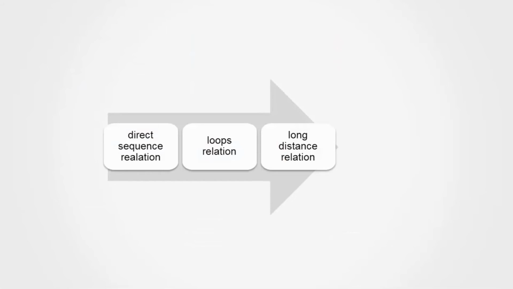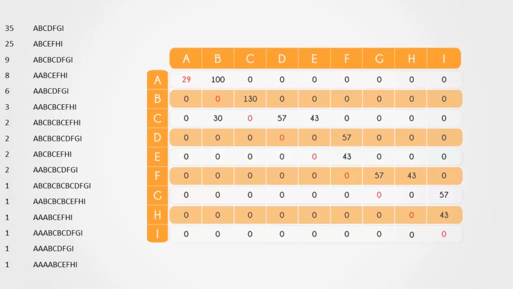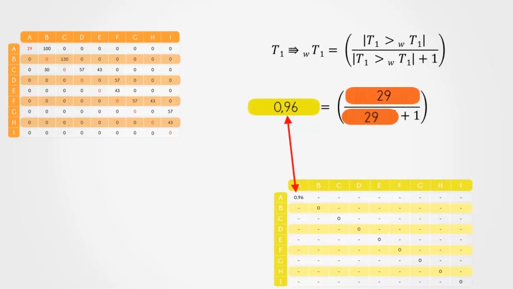We will now discuss the input parameters for the detection of the loop relations. First, we will talk about the procedure to detect loops of length 1. To do so, the metric is different from the one used for the direct sequence relations. This time, we count the number of times that an activity is followed by itself. Then this value is divided by itself plus 1. Therefore, only the diagonal of the matrix is filled.